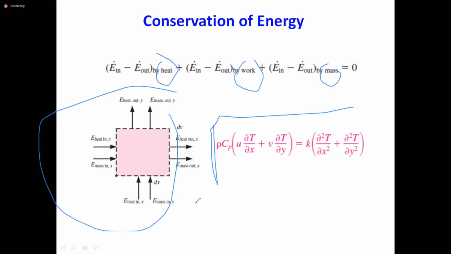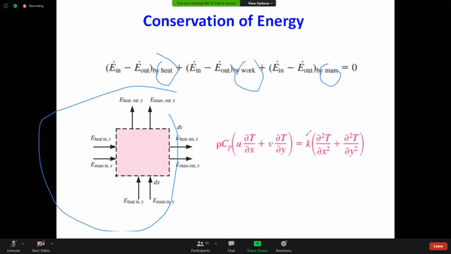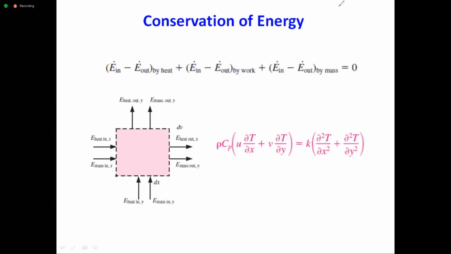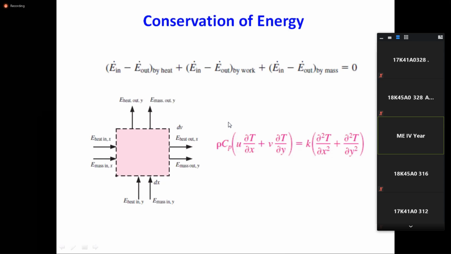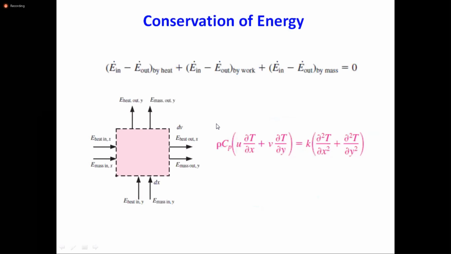Whenever there is temperature, the specific heat, and thermal conductivity, these are present. This is the energy equation. It is supposed to be derived, but not required at the undergraduate level. This derivation would take 2 to 3 hours, and even in the exam it takes 1 hour, so this is part of postgraduate courses.